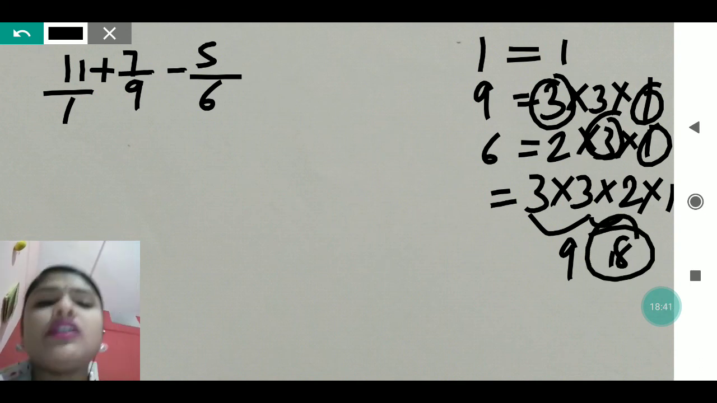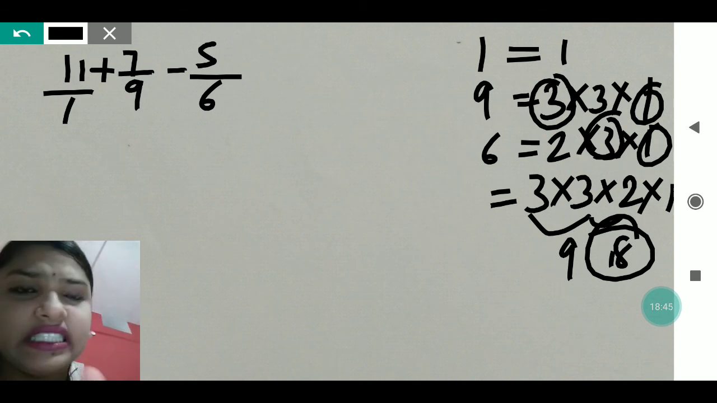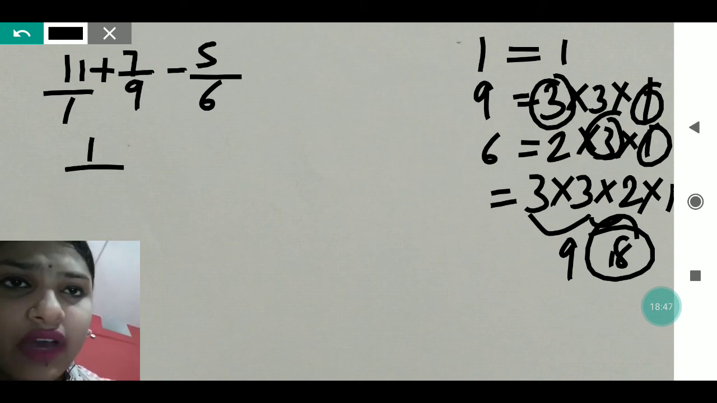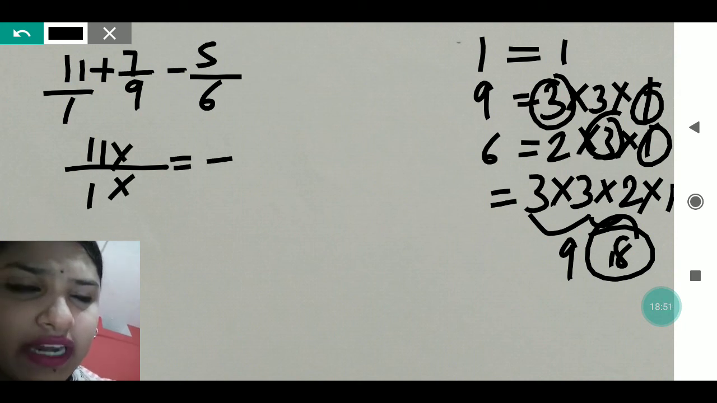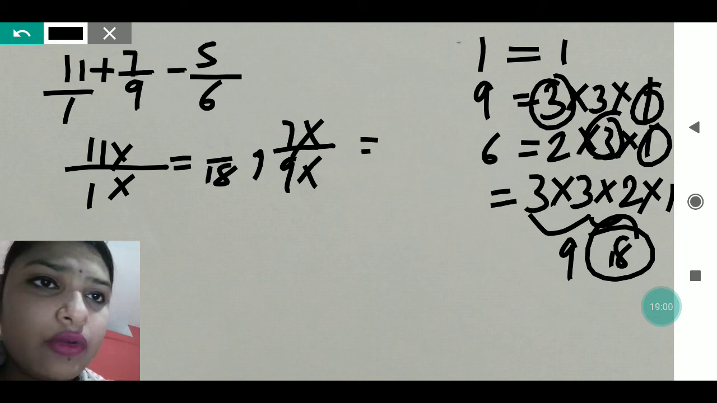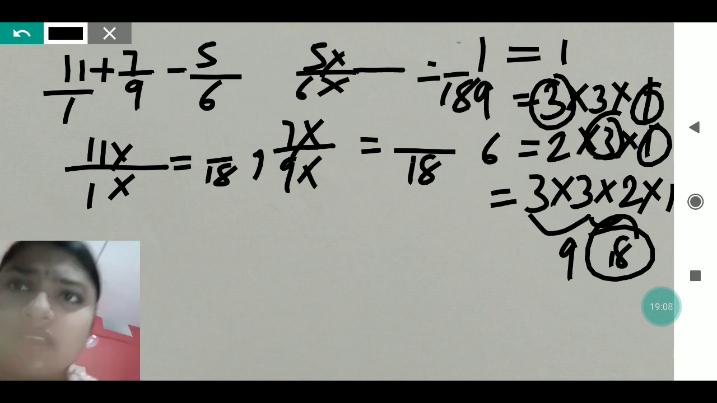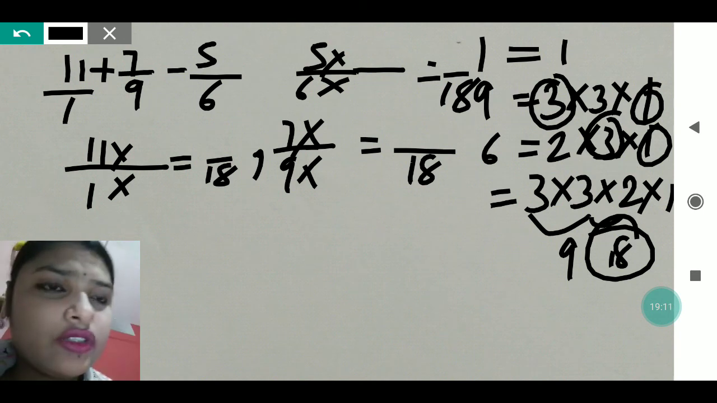So again 18 only you have got. Again you have got 18 only as the LCM. Very easy. Now 1 into what will you do to get 18 as denominator? In the same way, 7 by 9, 9 into what will you do, then you will get 18 as denominator. 5 by 6, 6 into what will you do, then you will get 18 as denominator. Okay, so just see.